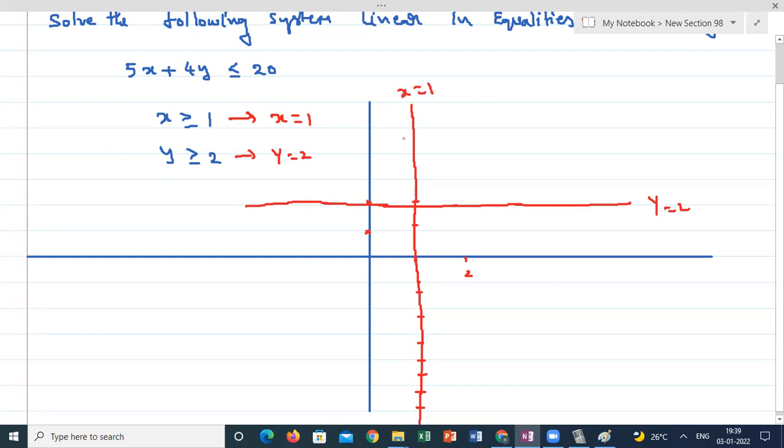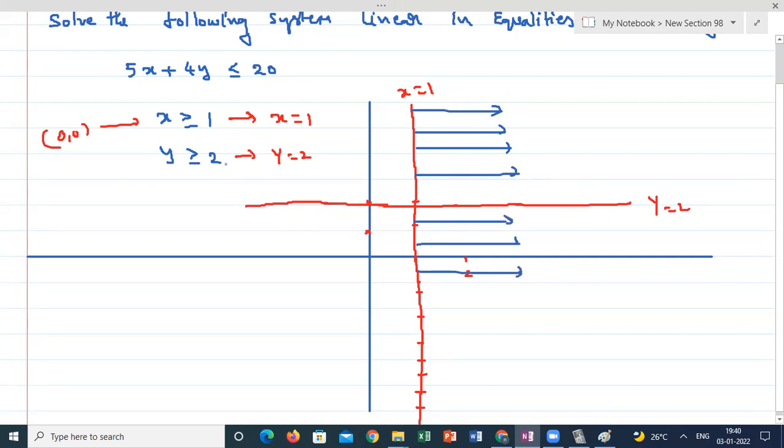And the graph is x greater than or equal to 1. So x is equal to 1 is a vertical line. Left side is origin, right side is not origin. If I am substituting the origin point in this, 0 is greater than or equal to 1 is false. So the other side of the origin is the solution. So my solution set for this is like this, including points on the line, and the shaded region is the solution of the first equation. So this is the first equation, this is the second equation, this is the third equation.